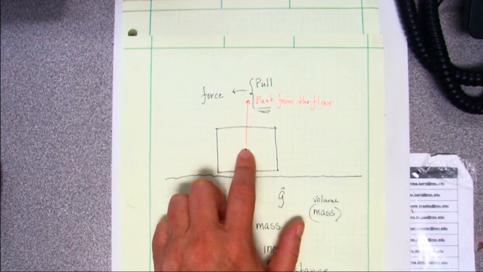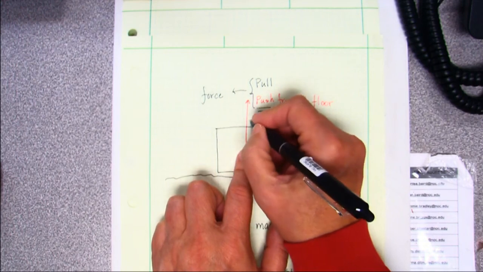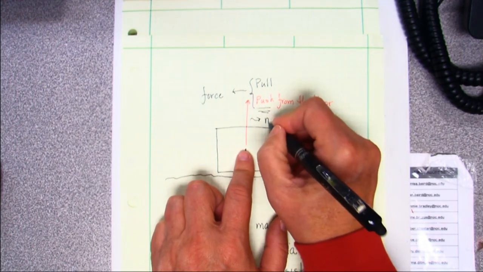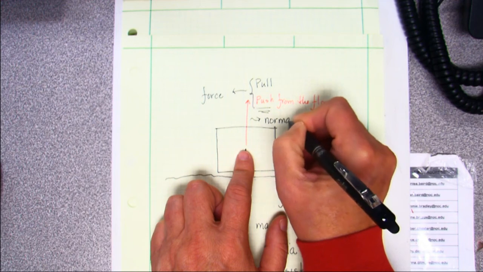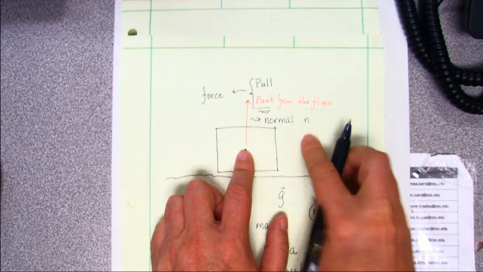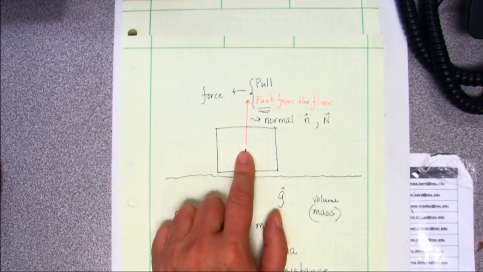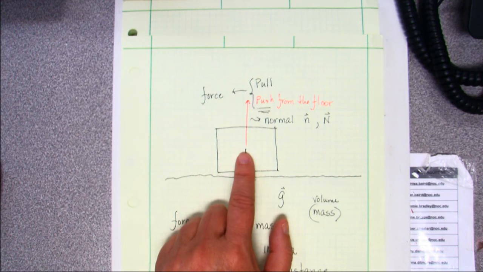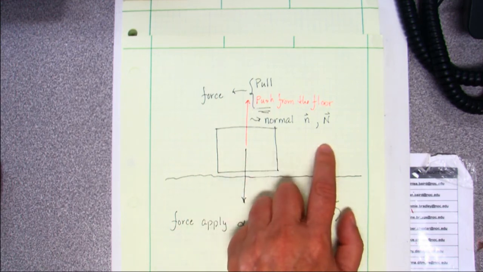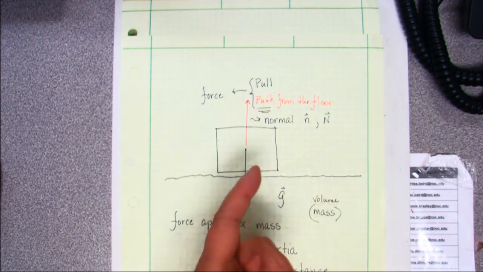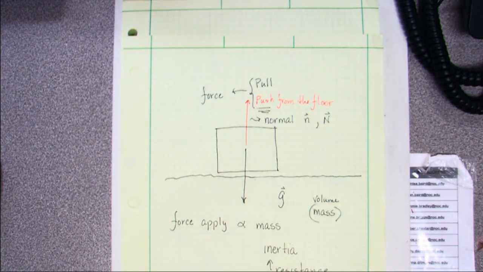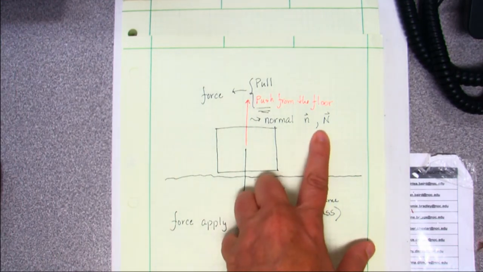This is a special force. We give this one a special name. We call it the normal force. And you'll see it represented with a little n, and you'll see it represented with a capital N, depending on the situation. And that is the normal force. It's the force resulting from the push from the floor, or the push from the inclined plane, or the push from the wall. We get that push back.